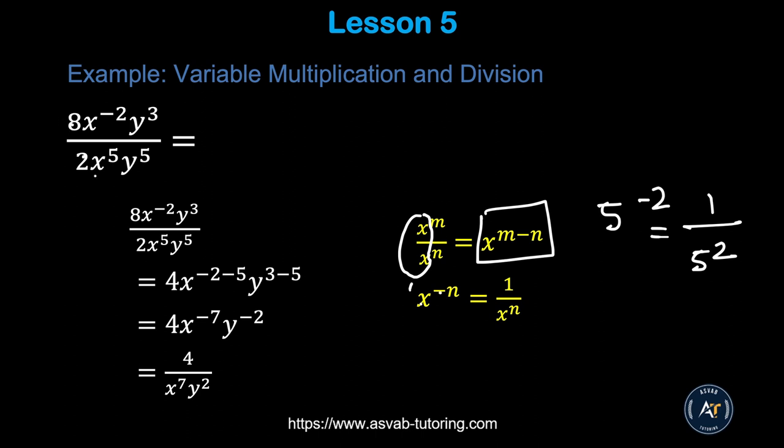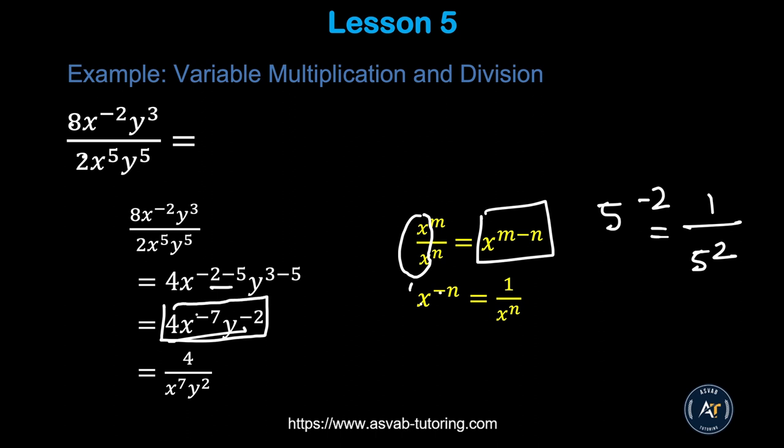8 divided by 2 gives you 4. Then for x, the exponents are negative 2 minus 5, which gives you negative 7. And for y, 3 minus 5 gives you negative 2. So this is one form of the answer.